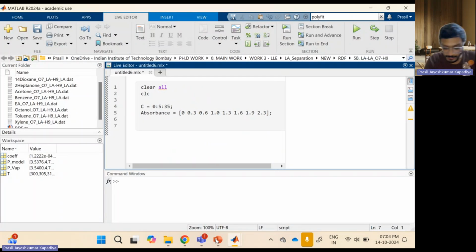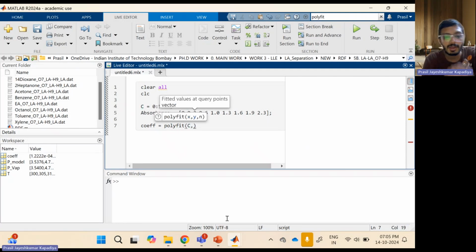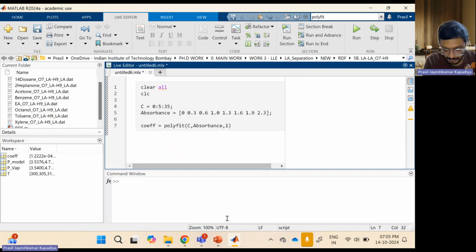Okay, so how can I fit that data? I can write coefficient is equal to polyfit of what is on my x-axis? My x-axis is C, that is concentration. Then what is my y-axis? Y-axis is my absorbance. And what order I want to fit? I want to fit the order 1. Correct? So let's try to run this and see what is the answer we are getting. So answer is 0.0652, the value of A.